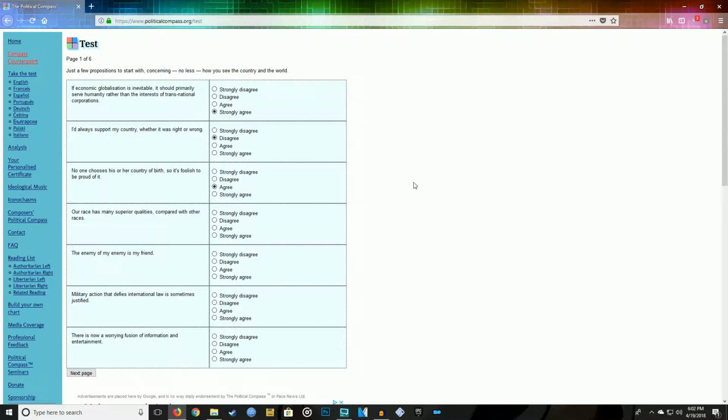Next, our race has many superior qualities compared with other races. I strongly disagree with that. No one race has a superior quality over another race. There might be individuals, or the majority of individuals of this particular race of people, which is silly because I hate using the word races because it just doesn't work in this context. I just don't like it.